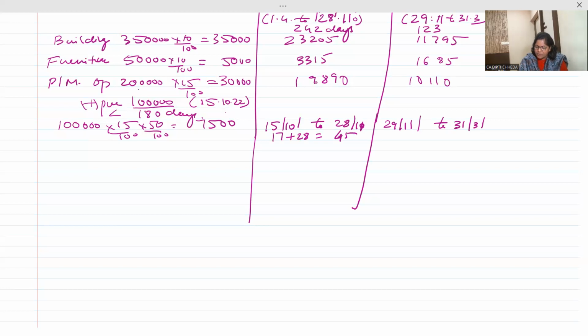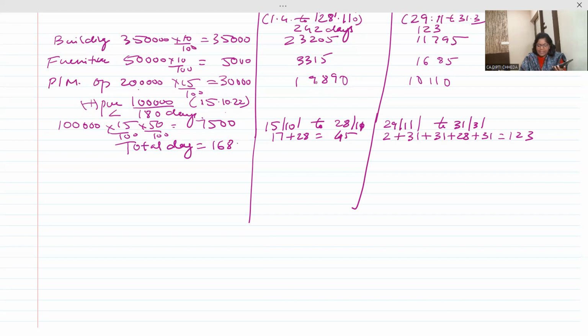And here how many days you will take? 29th and 30th November, so 2 days of November, December, January, February and March. Like this: 2 plus 31 plus 31 plus 28 plus 31. How much is it coming? 123. Can we split now? 123 plus 45 is 168. Total days is equal to 168 days ही यूज हुई थी.